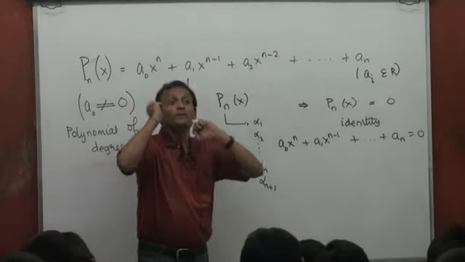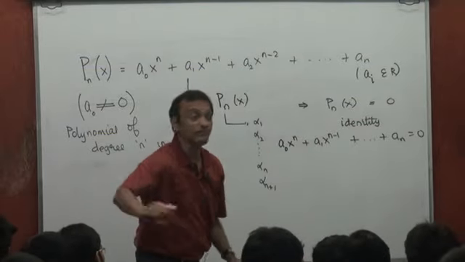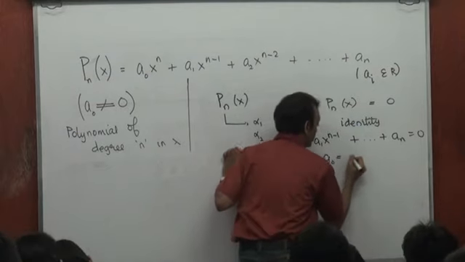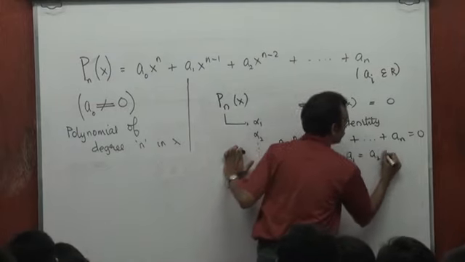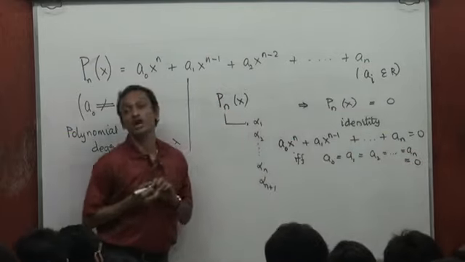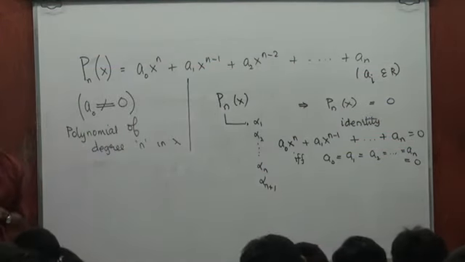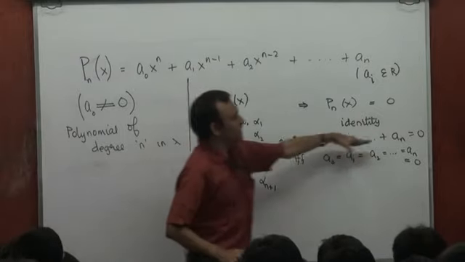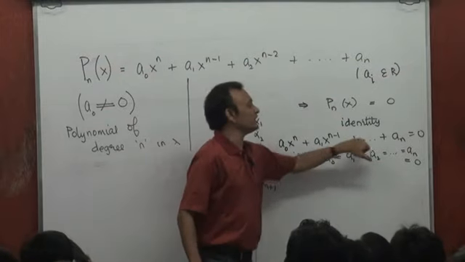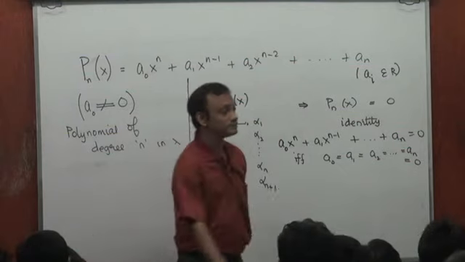And this can happen, this can be equal to 0 for all values of x, if and only if a0 equal to a1 equal to a2 equal to an, each equal to 0, when all the coefficients are 0. Theoretically that's what it means. This is equal to 0 for all values of x only if a0, a1, a2, an are all identically 0. That's when this would happen.